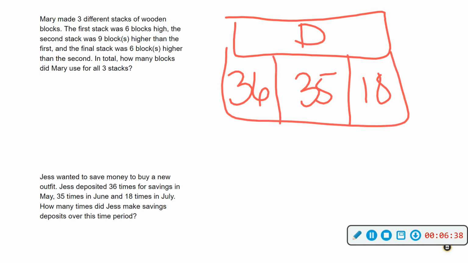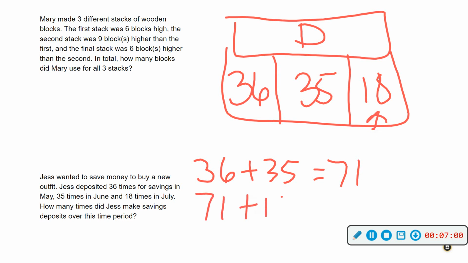That would mean our strip diagram would look like this. Our equation would be adding up everything she deposited. That would be 36 plus 35. 5 plus 6 is 11. We're carrying the 1. 3 and 3 is 6. Plus that 10 is going to be 71. And then I have that last deposit there, which is 71 plus 18, and that will give me my total number of deposits.